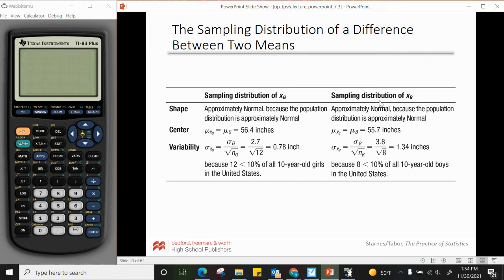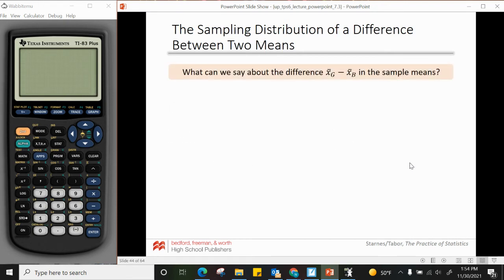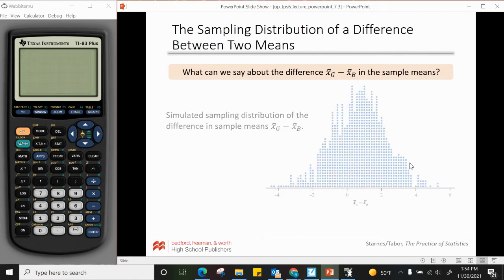Right. The boys' distribution is also approximately normal because the population distribution is approximately normal, so that's not going to change. Again, we don't need the central limit theorem. My mean is 55.7 inches, and my standard deviation is going to be 3.8 divided by the square root of 8. So again, boys, there's 8 in my sample, and girls, there are 12 in my sample. And because 8 is less than 10% of all 10-year-old boys in the United States, we are good to go with that formula. So what can we say about the difference between girls minus boys?